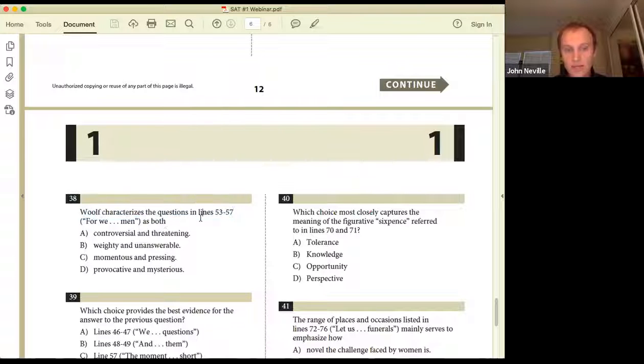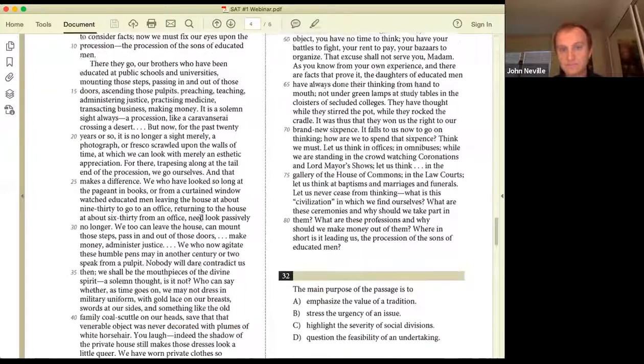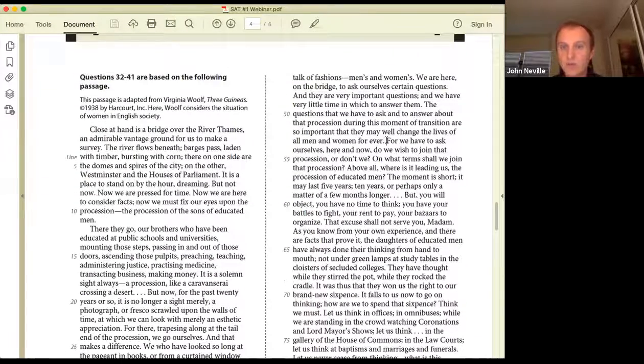Now, interestingly, in this case, 53 through 57, you don't even actually have to know what the questions are. In general, if there's a line reference, go and read it. I'm just saying for this specific case, what is much more important is the sentence before and the sentence after, okay? So the questions are what they are. We don't really care what they are in this example. But let's look at the sentence before. The questions that we have to ask and to answer about that procession during this moment of transition are so important that they may well change the lives of all men and women forever.